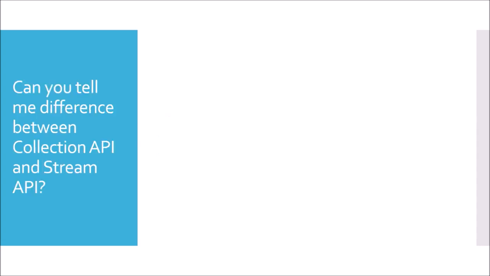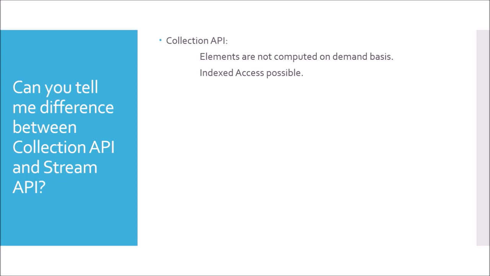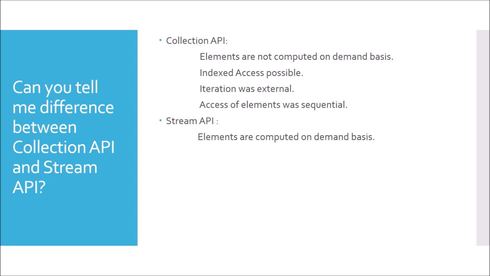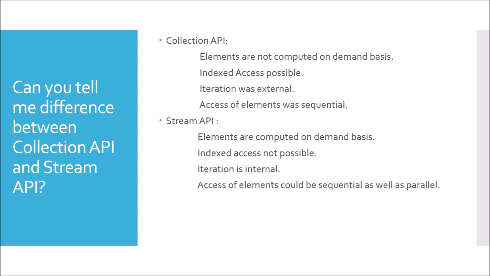Can you tell me the difference between Collection API and Stream API? In the Collection API, elements are not computed on demand. Indexed access is possible. Iteration is external. Access of elements is sequential. But in the case of the Stream API, elements are computed on demand. Indexed access is not possible. Iteration is internal. Access of elements could be sequential as well as parallel.